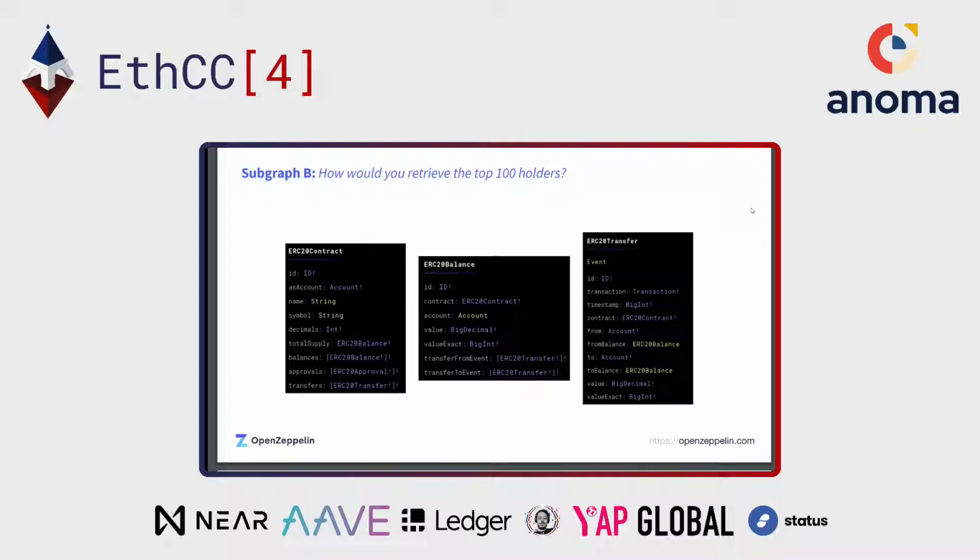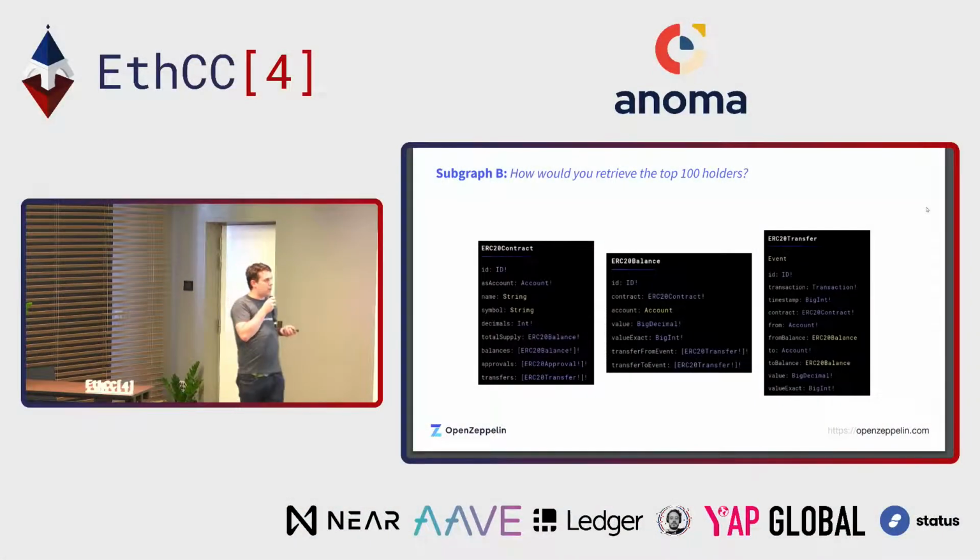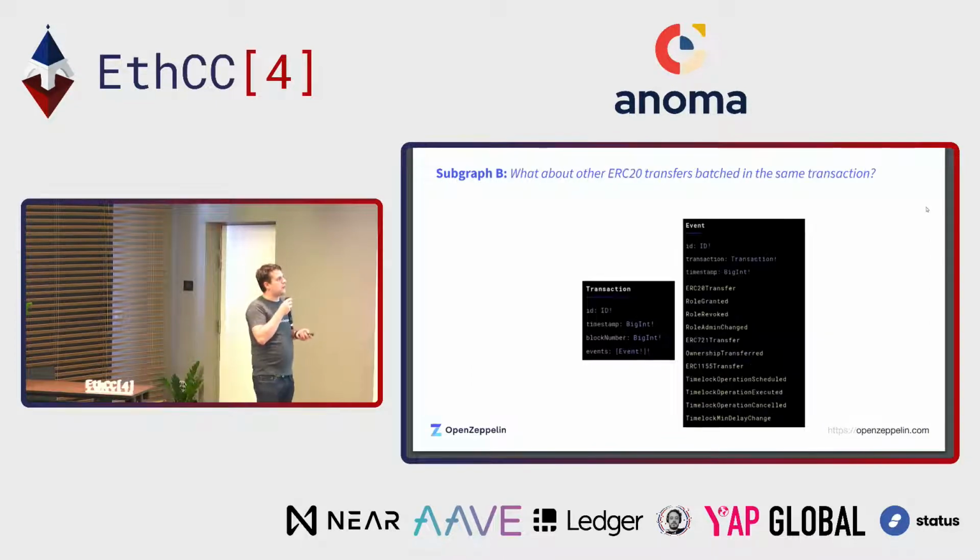And so if you want to know the top 100 holders, well, it's really simple. For any contract, you can just filter the balances by value decrementally, take the first 100, and the database layer will take care of that. You don't have to do any other transaction in one single query to the database. You get everything.